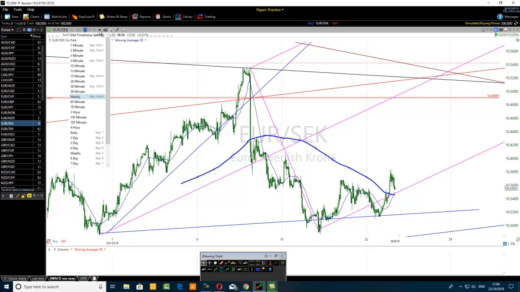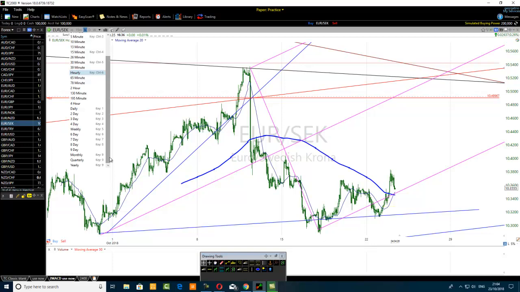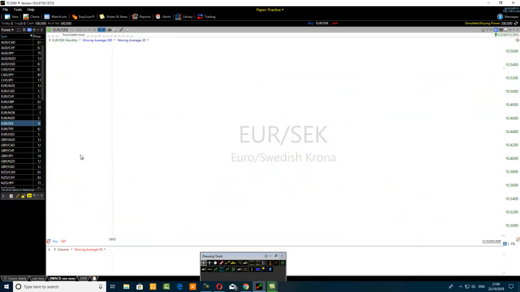So this will conclude our discussion today about the Fibonacci pattern trader dives into Euro Swedish Krona trading a big time.